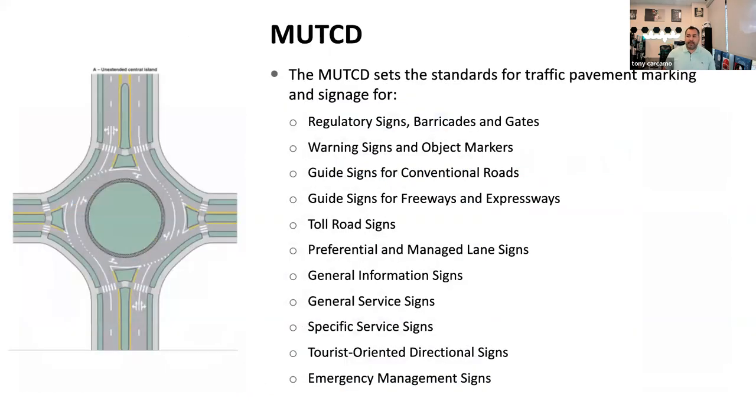All right, so let's talk about the MUTCD real quick. In the MUTCD standards, you'll see regulations for barricades, gates, warning symbols, conventional road signs, toll road signs, general information signs, every sign you can think of. They have a standard for it in their manual. As you can see, this is not the complete list. There are more chapters dedicated to signage.